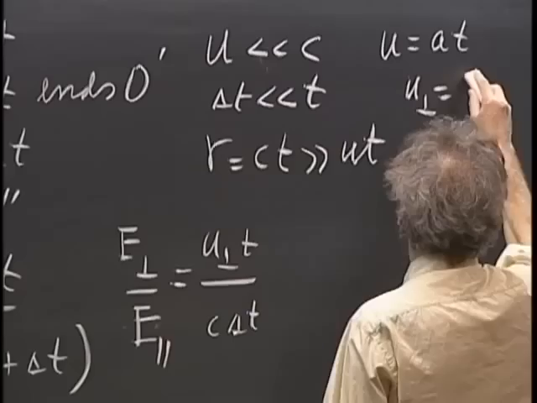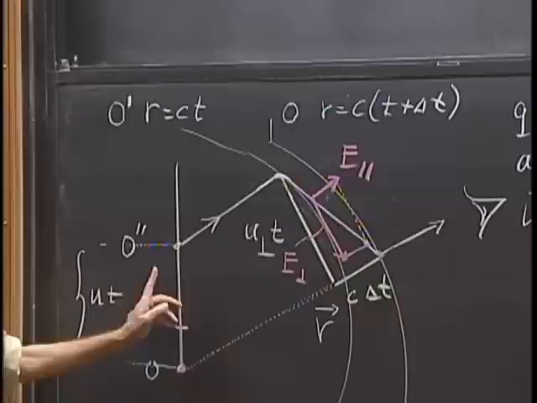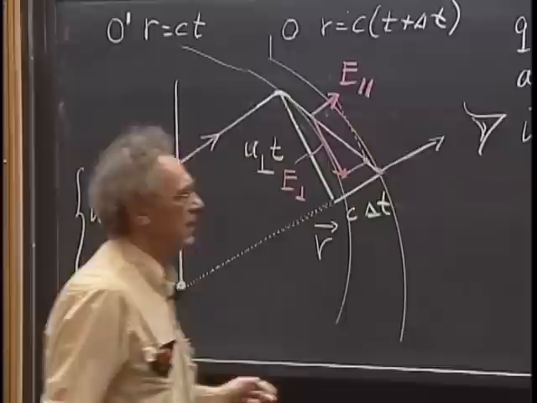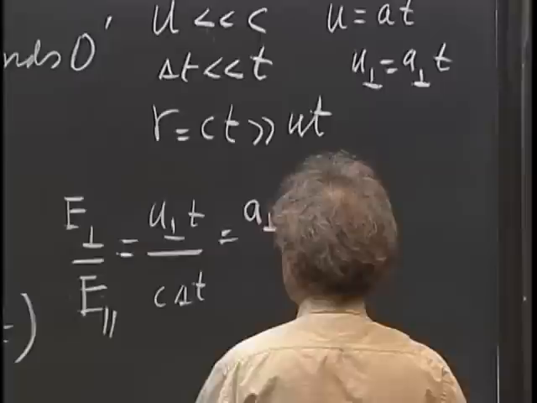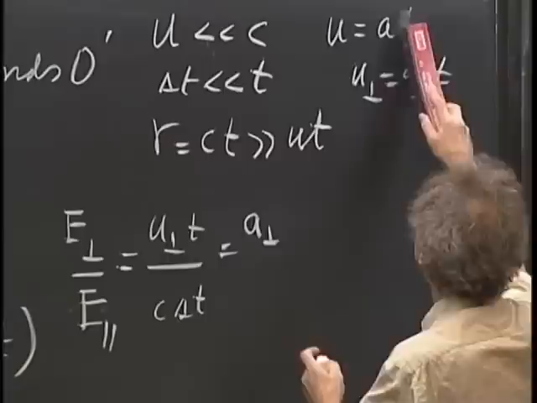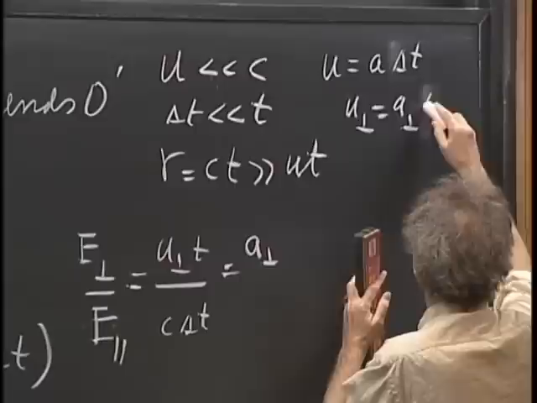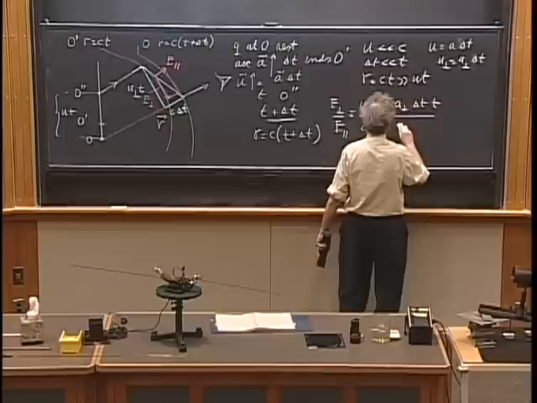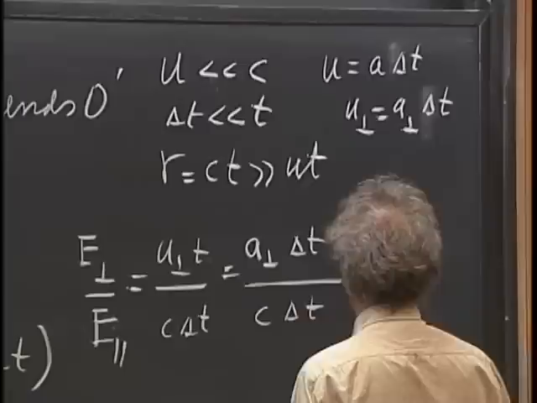A perpendicular is now the component of the acceleration perpendicular to R. I don't want to put it in here because it becomes too cluttered, but I will make a new drawing shortly. I'll put the A in there. Acceleration is in this direction, and so A perpendicular is like this. And so I can replace U perpendicular T by A perpendicular times delta T. You guys should have screamed because the acceleration only lasts for delta T seconds. Only delta T seconds. So now I get A perpendicular times delta T times T divided by C delta T. And so that is A perpendicular times T divided by C.